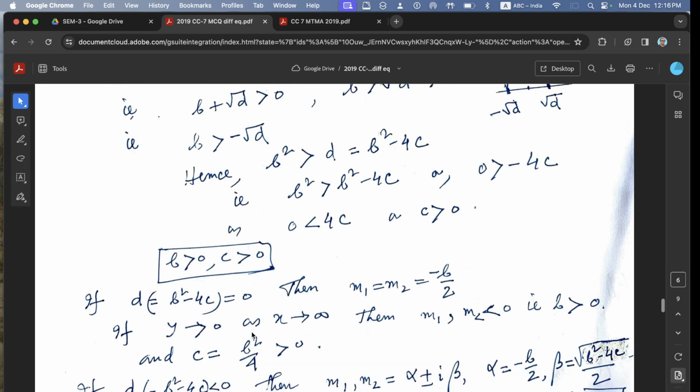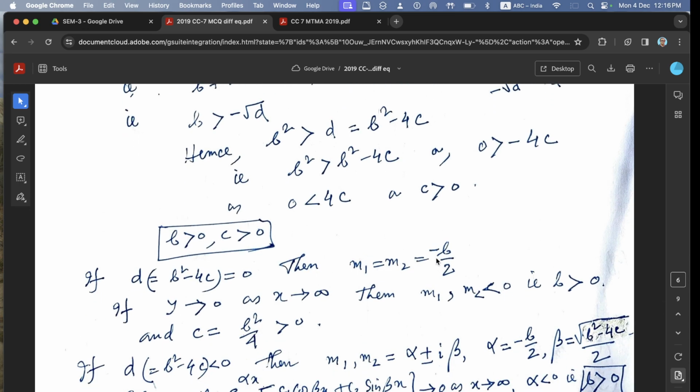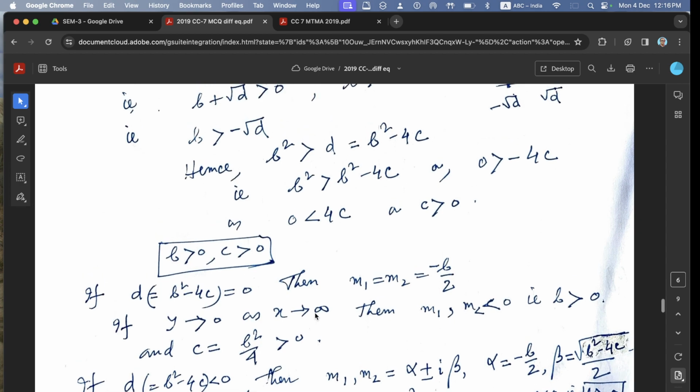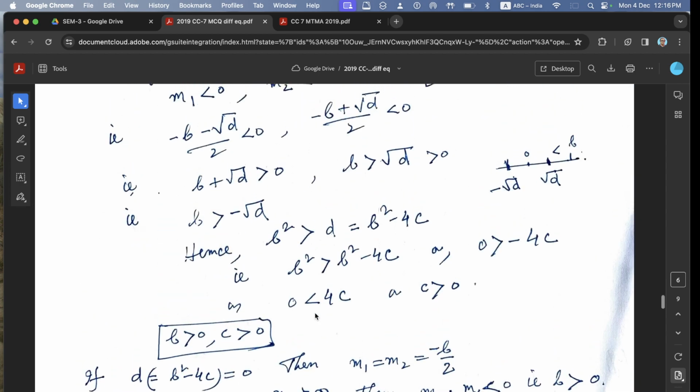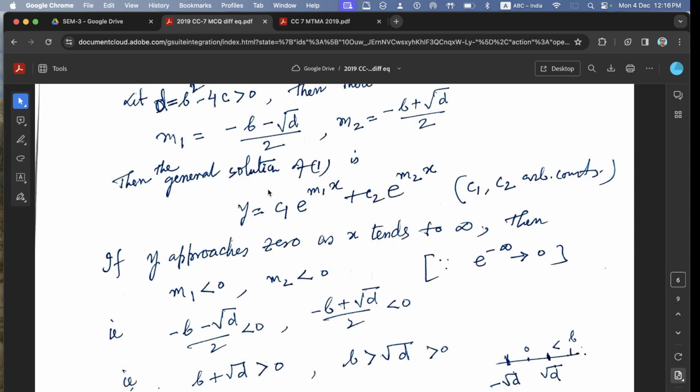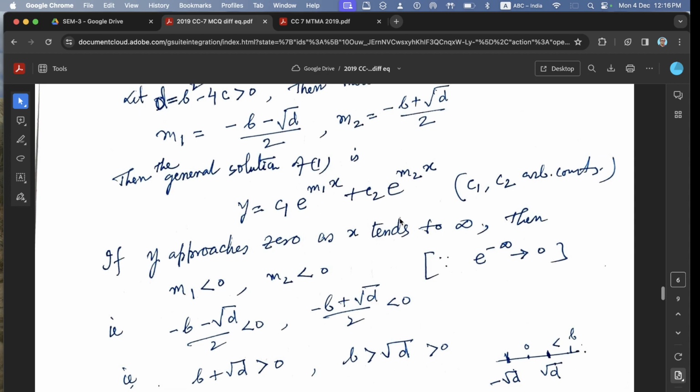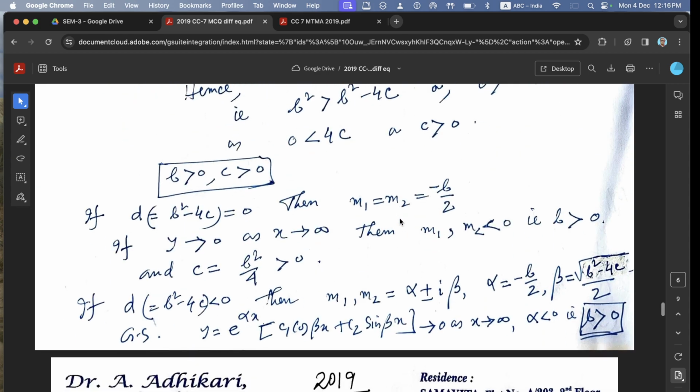If D equal to 0, discriminant 0, then m1 and m2 are obviously minus b by 2, and the solution reduces to c1 plus c2x, times e to the power mx. So for the solution to tend to 0, b must be positive; otherwise the solution tends to infinity. So obviously b is positive, and c is equal to b square by 4, so obviously c is greater than 0.